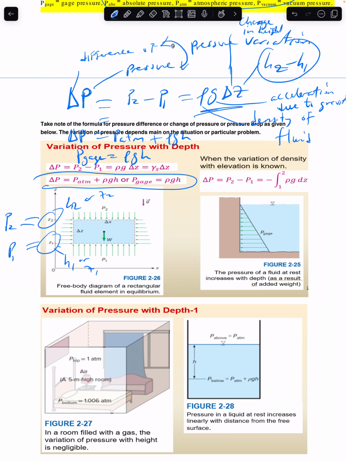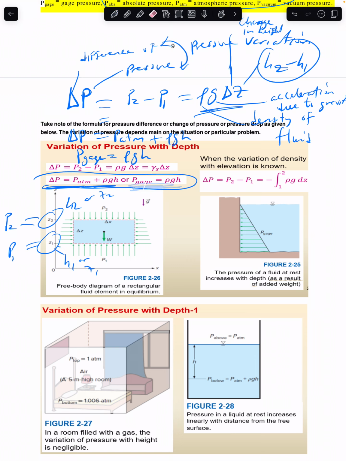Atmospheric pressure plus density of water times gravitational acceleration, because the water is falling under gravity. In that case, if it is falling at the surface of the earth, we consider G. So G is also going to be changing, and H is the height. So each of these formulas can be used for pressure difference. This can be used, or this can be used.